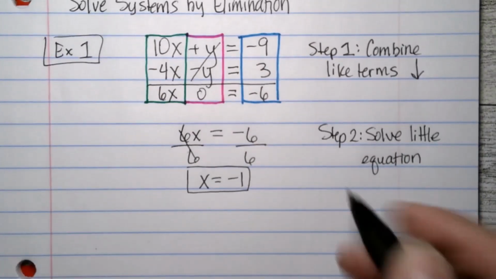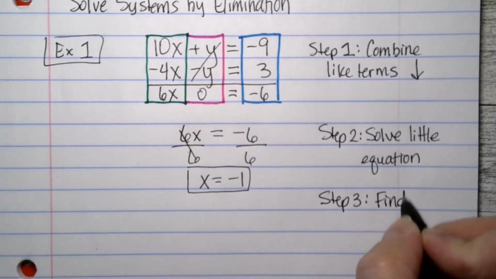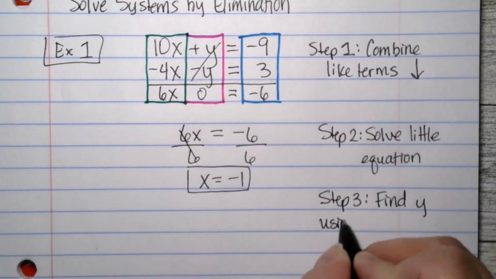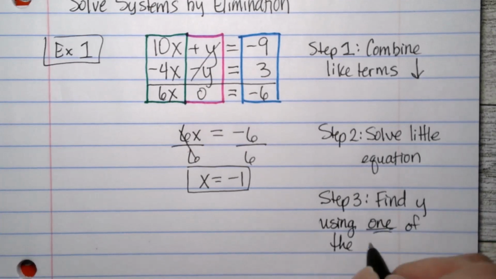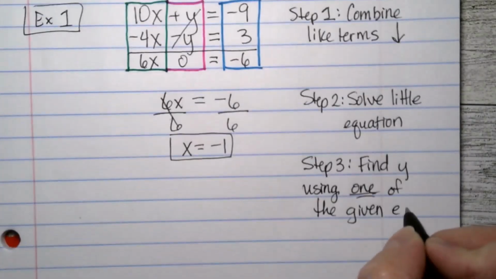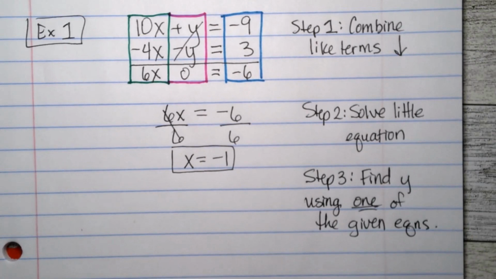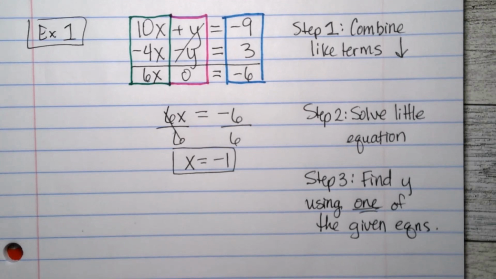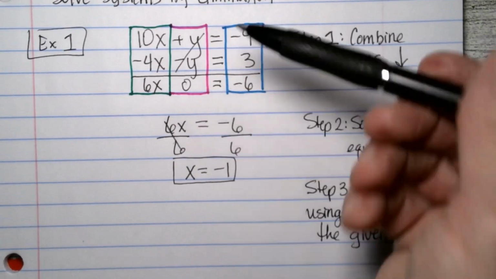So the last thing you have to do, step 3, is find y using one of the given equations, which I'm abbreviating EQNS. Find y using one of the given equations. The one equation that you use is your choice. I'm going to pick one, and if anyone wants to use the other one, you can. And if you don't make any arithmetic mistakes, we're both going to get the same answer, because there is a y that works in both of these.